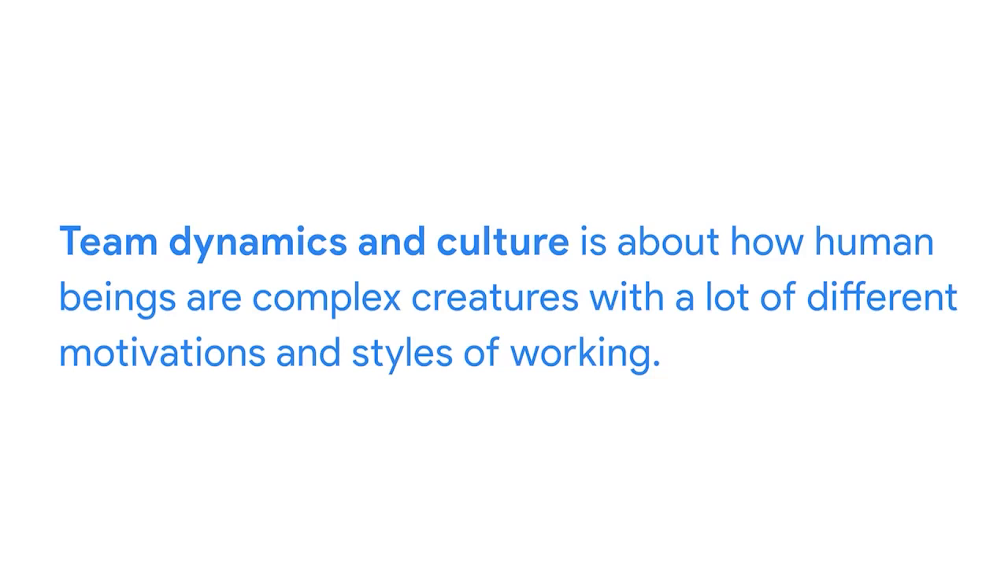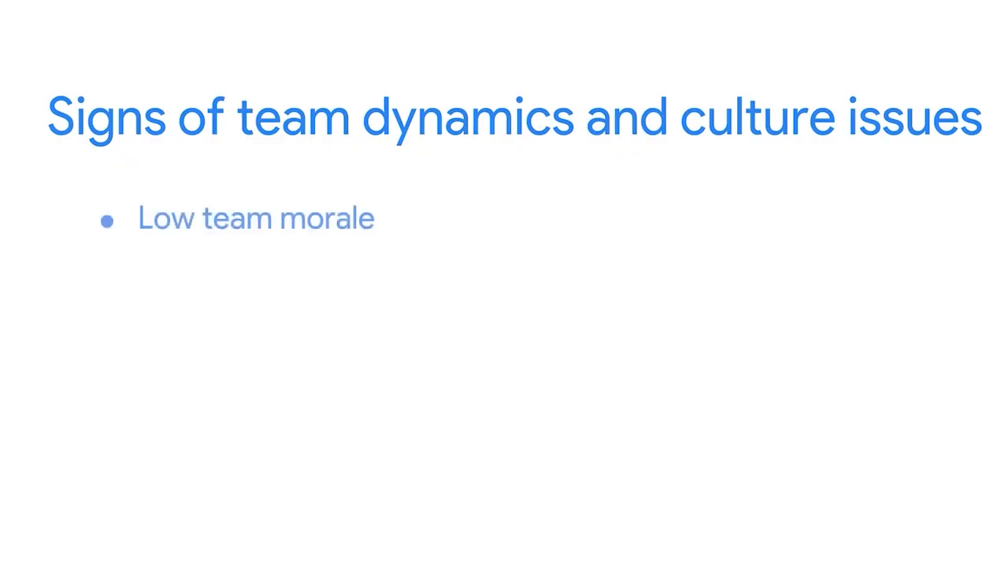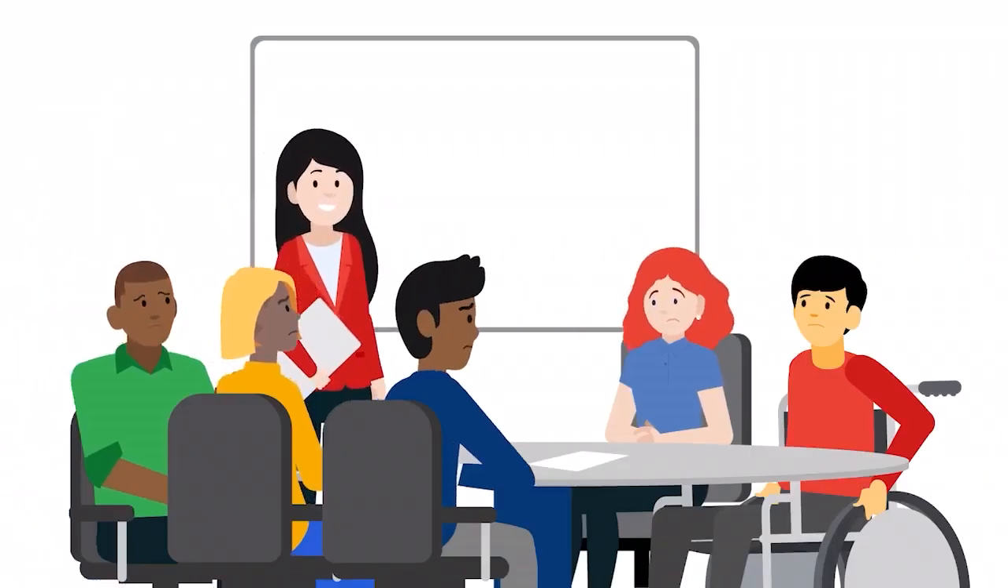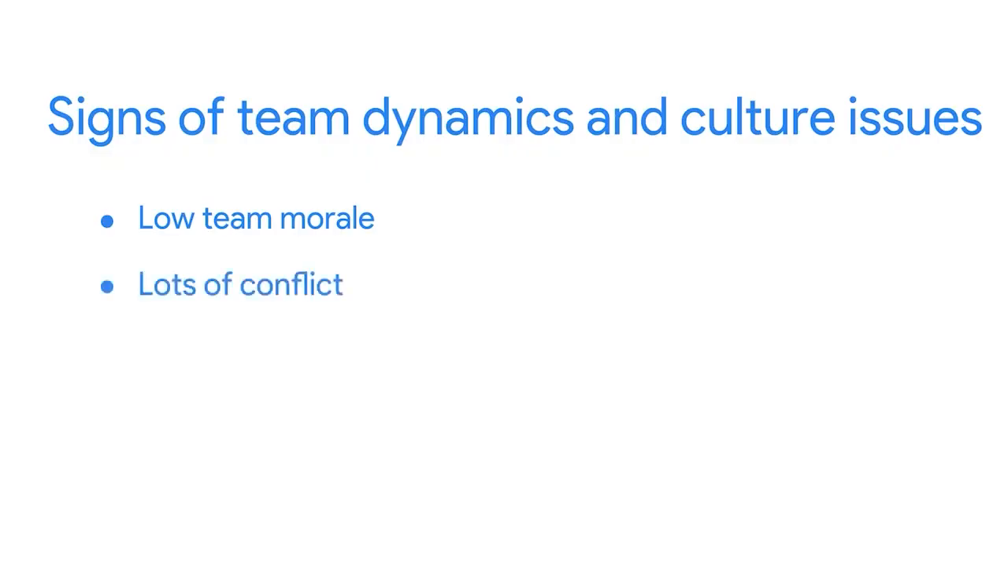Okay, let's move on to the third theme, team dynamics and culture. Human beings are complex creatures with lots of different motivations and styles of working, so it's likely that you'll encounter at least a few challenges in this area. Here are a few common signs of team dynamics and culture issues to watch out for. First is low team morale. If people are super grumpy, irritated, or generally in a bad mood, then you might have some underlying team dynamics issues to sort out. Next, watch out for signs that the team is experiencing lots of conflict.